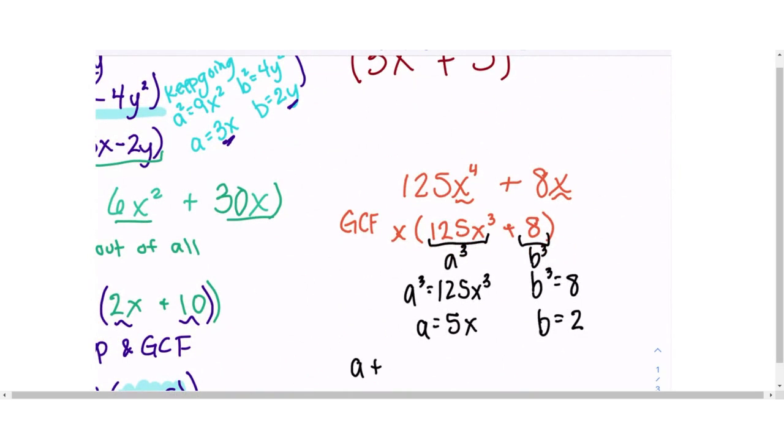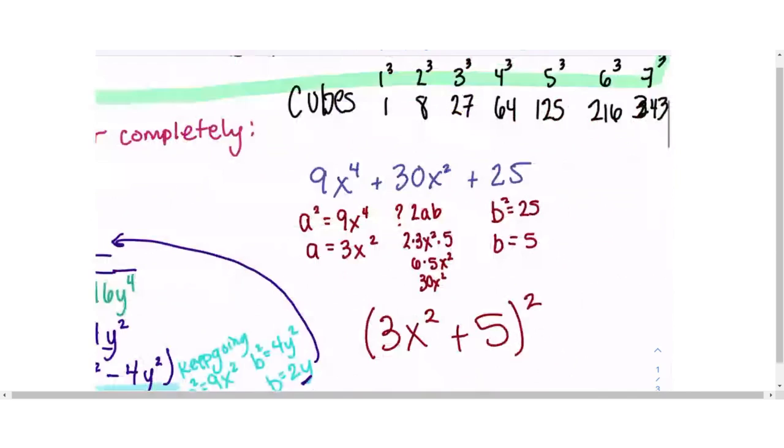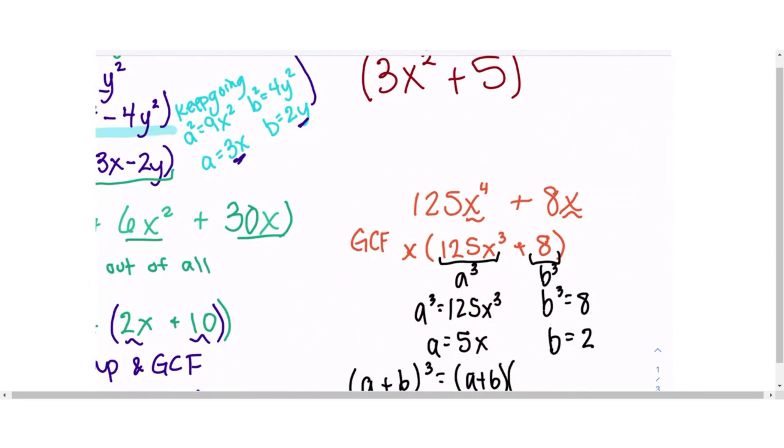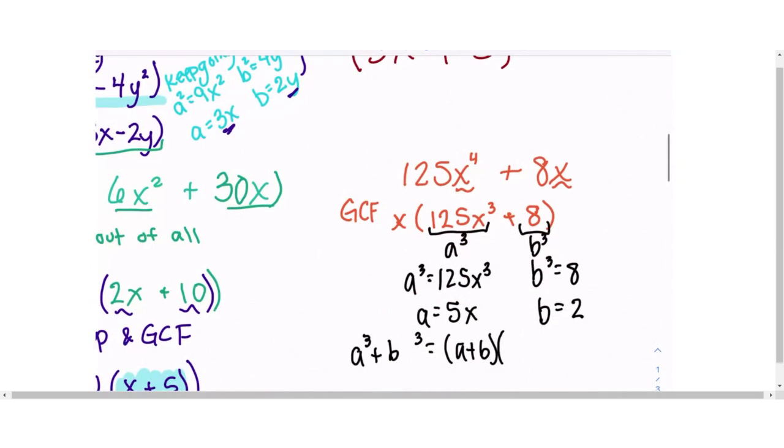So because I have that a is 5x and b is 2, I can use that pattern that says that a cubed plus b cubed is a plus b multiplied by, wait. Yeah, let's go to the top here. This one. A cubed plus b cubed is equal to a plus b. Yep, see, there we go. That's why we have notes. That's a cubed plus b cubed is equal to a plus b multiplied by a squared, subtract ab, add b squared.